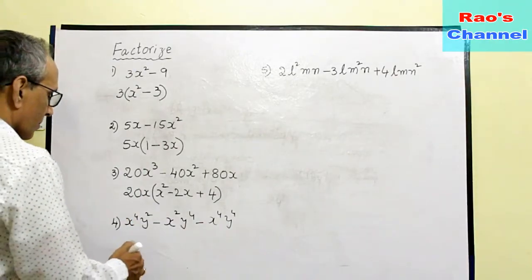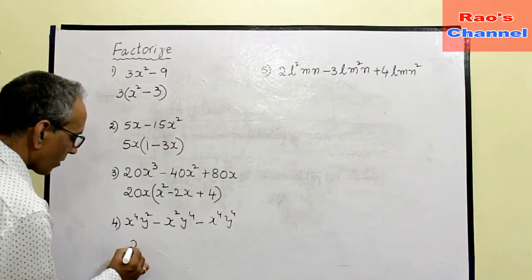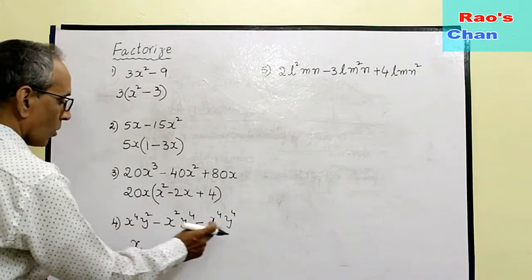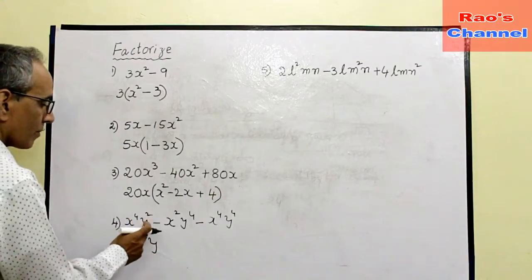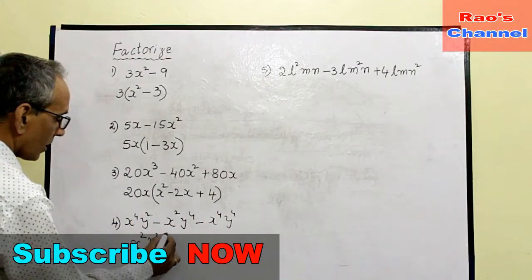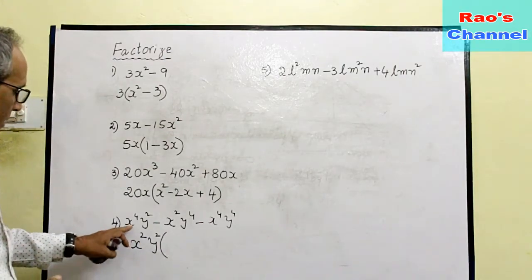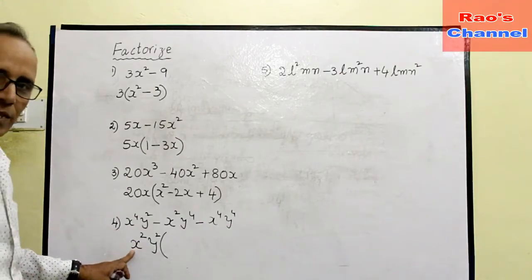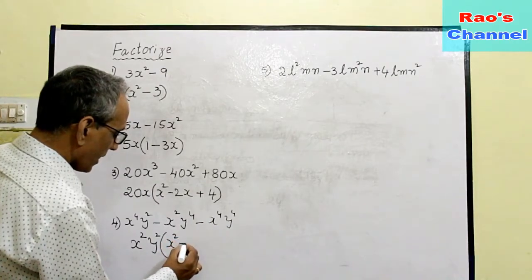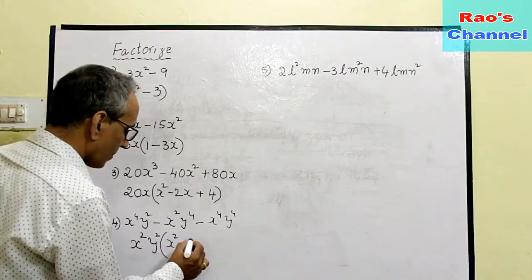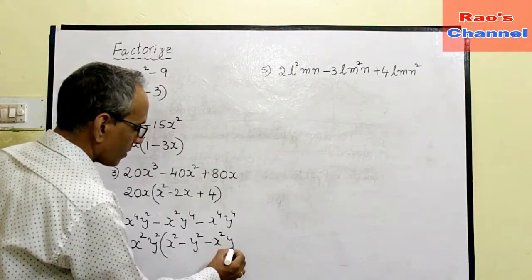And the last one, we have two variables, no coefficient. So we have two variables. What is the least power of x in all the terms? Oh, that is square. If I take x square, and the least power of y, that is also square. Okay. If I take x square y square, it is the common factor for all the three terms. Here out of x power 4, x square is the common factor and the rest is x square, minus y square, minus x square y square.